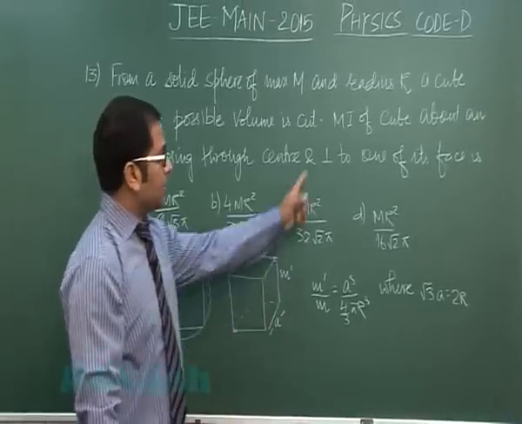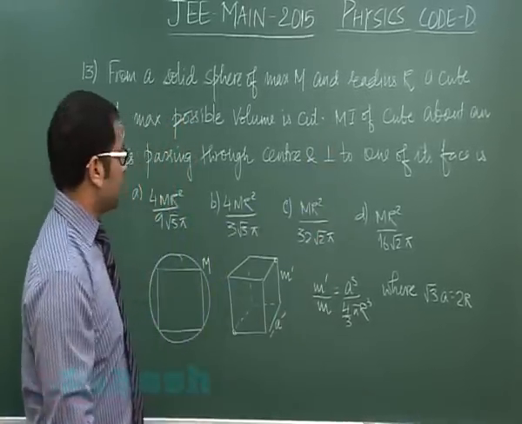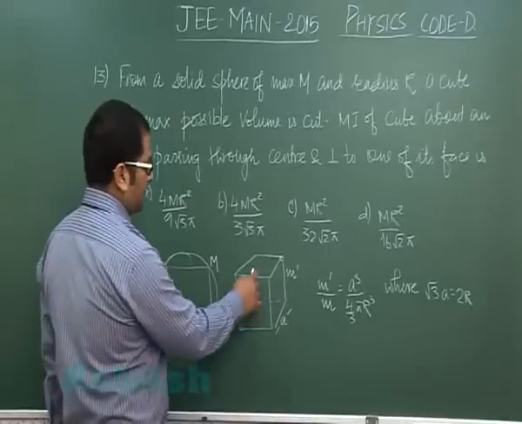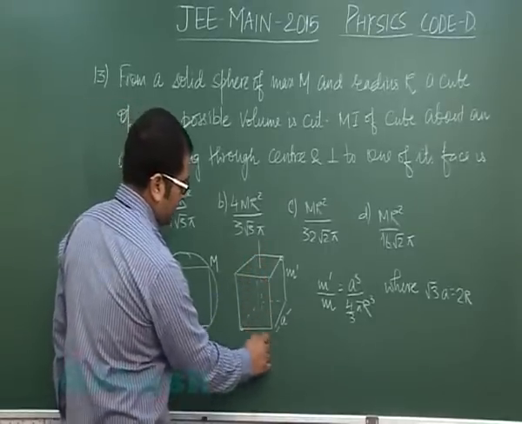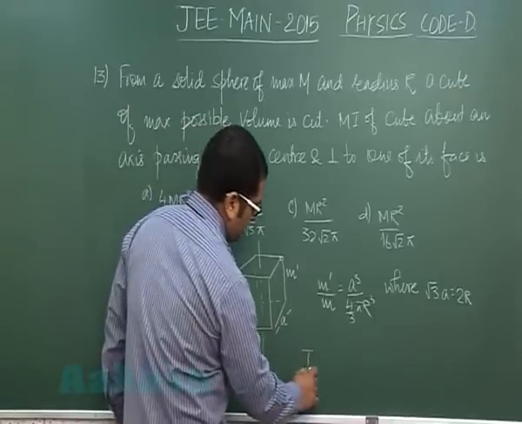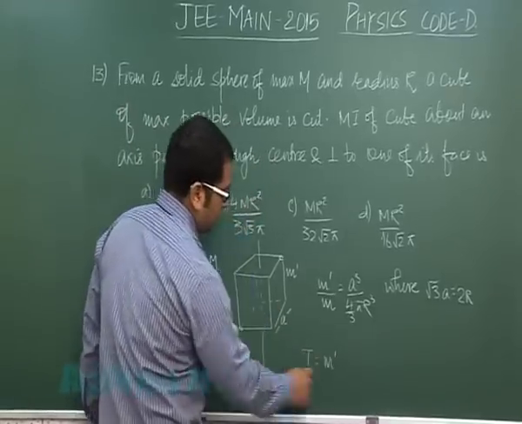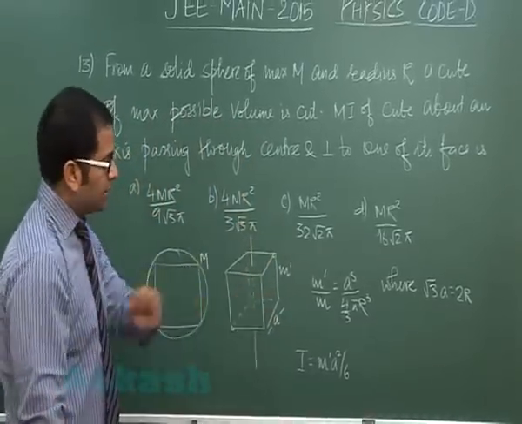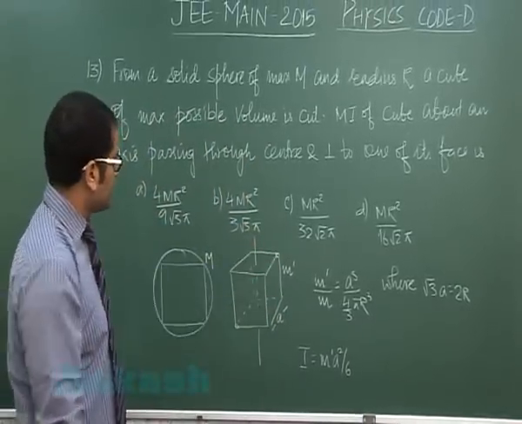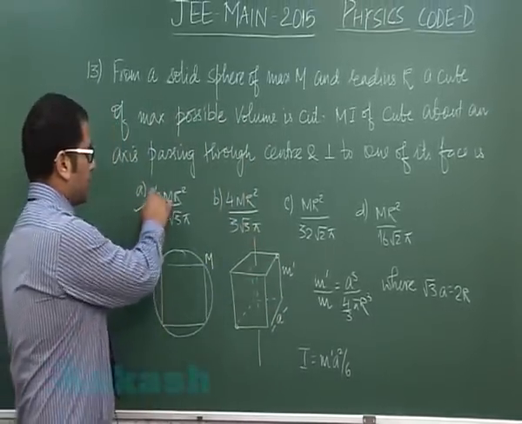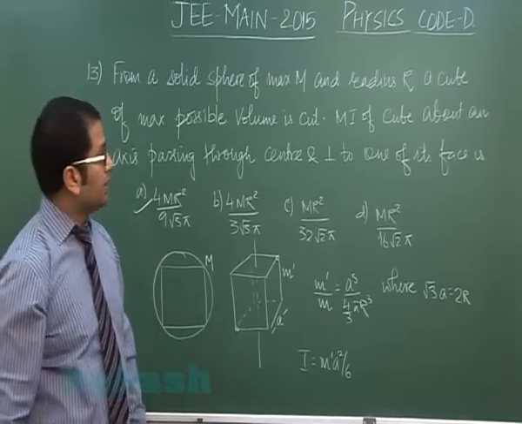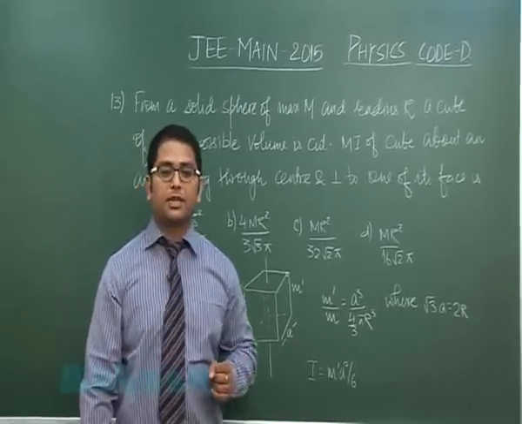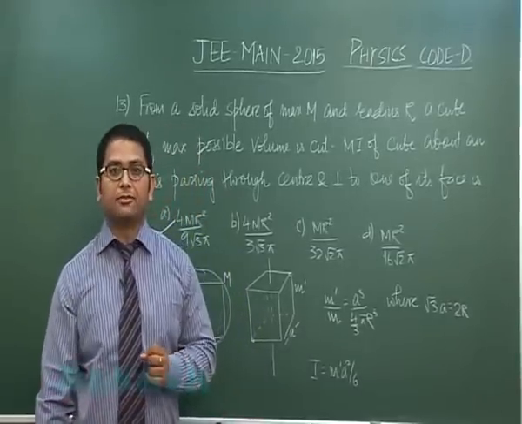And I need to calculate the moment of inertia of the cube about an axis passing through the center and perpendicular to one of the faces. So that would be m dash times a square by 6. Plugging in the value of a in terms of r and m dash in terms of m, I'll be getting option number A as the answer. So that was about question number 13. We'll proceed to question number 14 now.